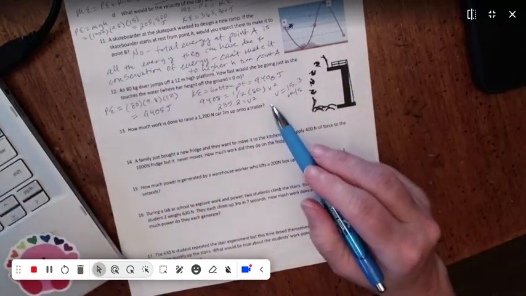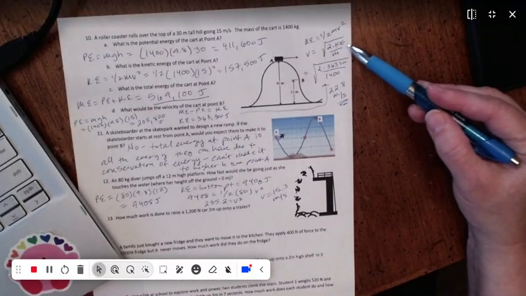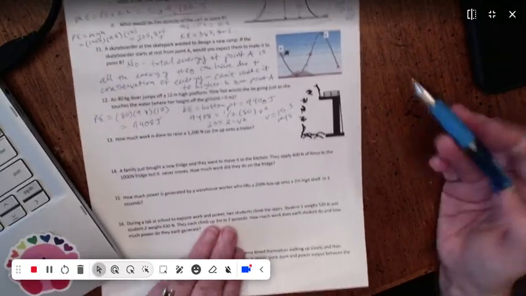And I did it that way putting in numbers. Okay, you could also use this equation we looked at in the last video where we just solved this for velocity. So you can do it either way.